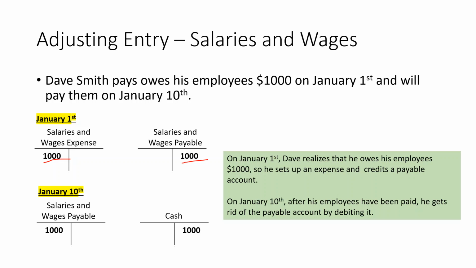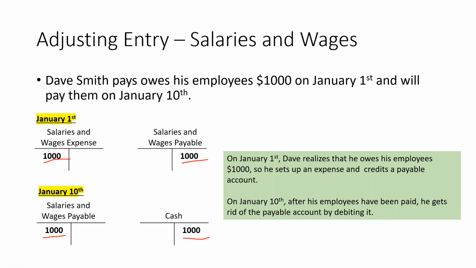We also know that finally on January 10th, the payment is made. So the first thing that happens is that the payable is eliminated. So we simply make the opposite entry, which means we debit salaries and wages payable and de-recognize that account. However, we also are making a payment with cash. So we're going to credit cash for $1,000 because we've made the payment, and we've given up $1,000 of cash. So we're decreasing an asset, in this case cash, and we do that by crediting cash.